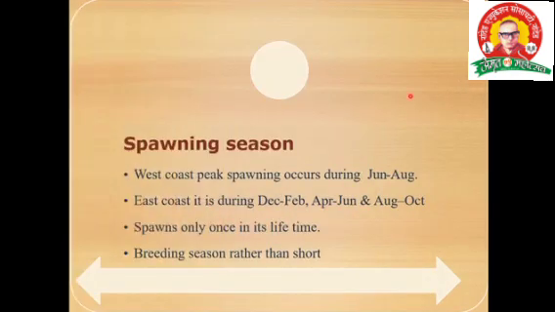Then it is the spawning season. Spawning season is nothing but the breeding season. Spawning season generally occurs in June, August, and during December to February, April to June, and August to October on the East Coast. Spawns only once in the lifetime, but depending upon the condition and surrounding area, some months may or may not be changed. The breeding season is rather short.